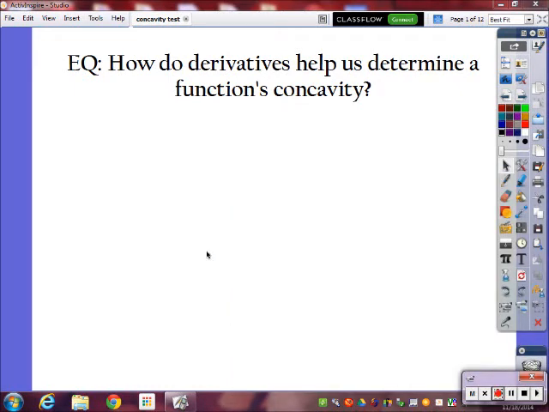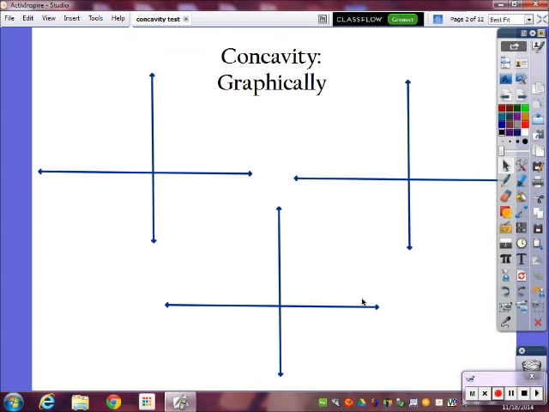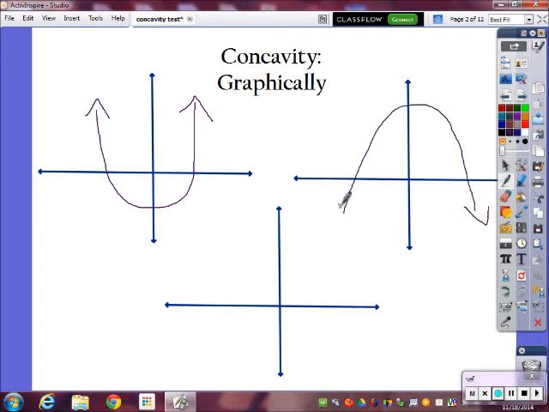Hello, this is Mrs. Taylor, and I am going to help you answer the question, how do derivatives help us determine a function's concavity? Just a quick reminder what concavity looks like graphically. If a function is concave up, I usually think of it as like the U is up, so it would be like this. Concave down, the U is upside down.